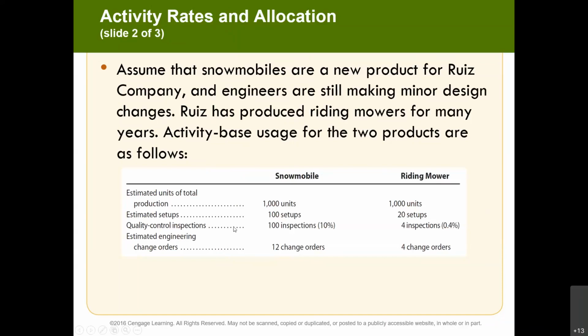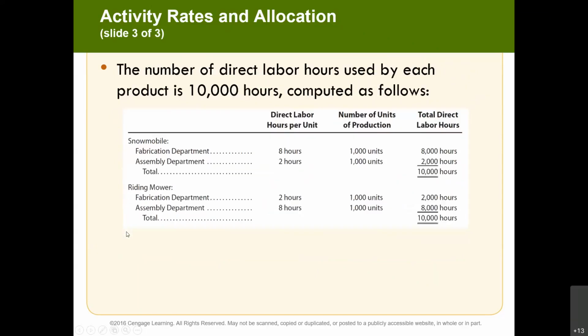The quality control inspections, we expect to do 100 inspections for snowmobiles and 4 inspections for lawnmowers. And the estimated engineering change orders, we expect to modify our design for snowmobiles 12 times, and we'll modify our design for riding lawnmowers 4 times. So these would be our bases, right? These are our bases. So for labor, we again expect to utilize 10,000 hours for each product type for the year.